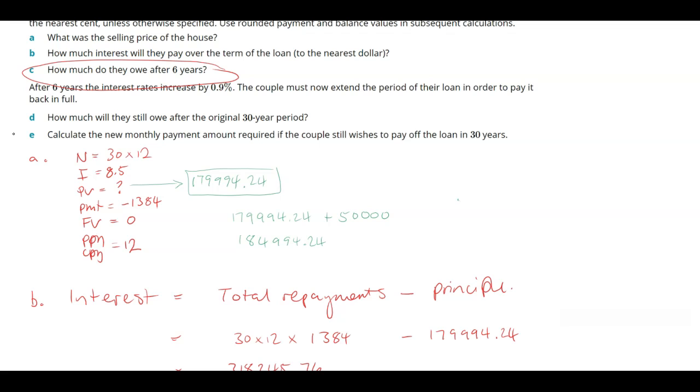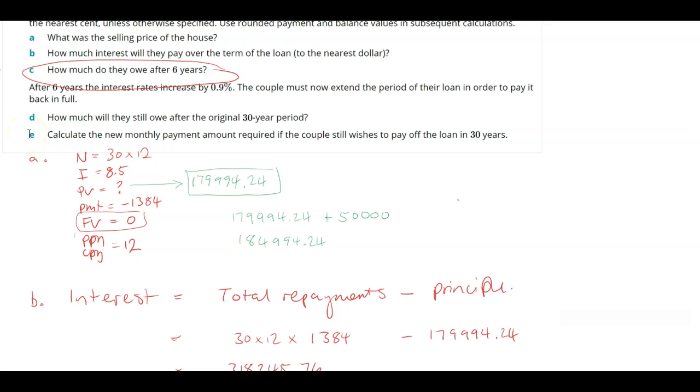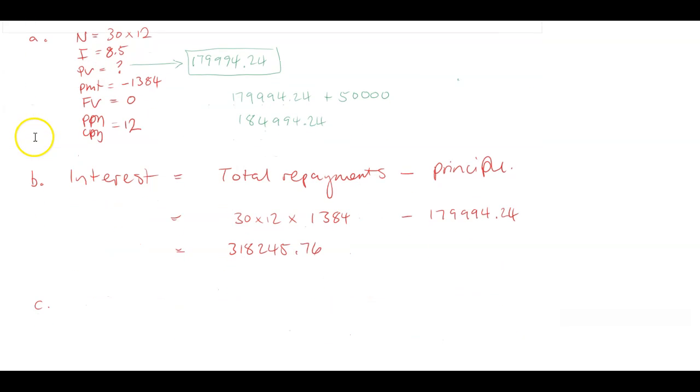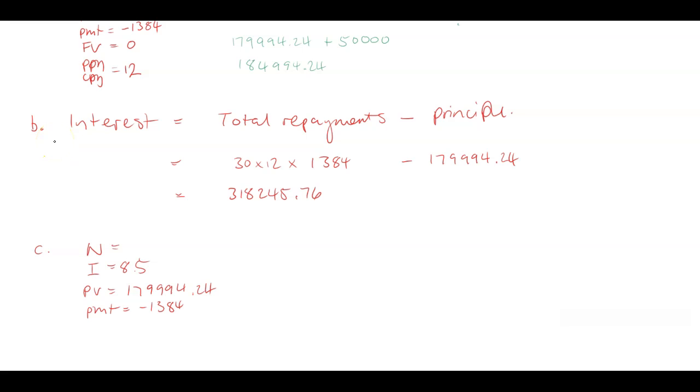So if you've got all the details, including the PV now, you can fast track to any future value you want if you just play around with the value of n. As long as we keep all the other numbers the same, like 8.5% interest, PV we now know is 179,994.24, PMT we know is negative 1384, and I'm just going to skip FV for a second, CPY and PPY.